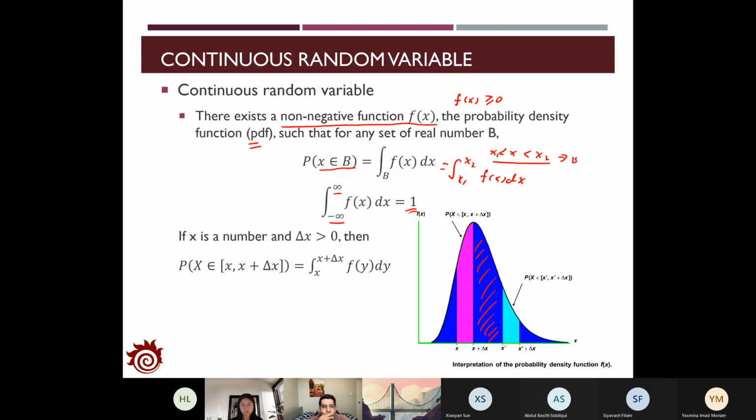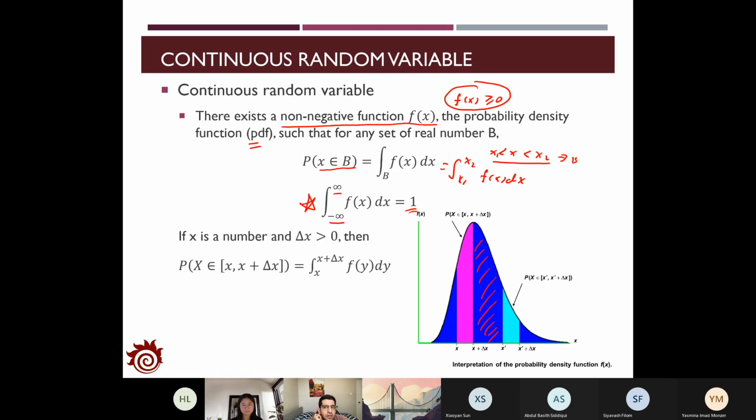So this is one of the important conditions for you to identify whether the probability function is valid or not. If you do the integration from minus infinity to infinity, it should always be 1. And of course, you need to make sure that the function is non-negative. So that's the definition of the probability density function.